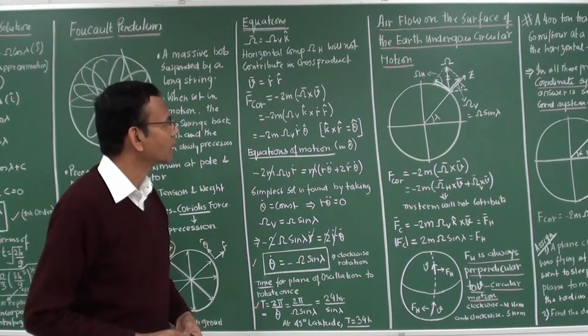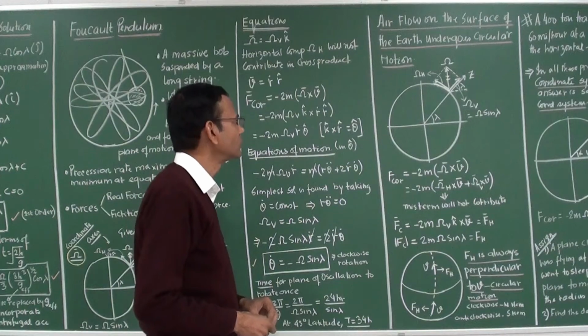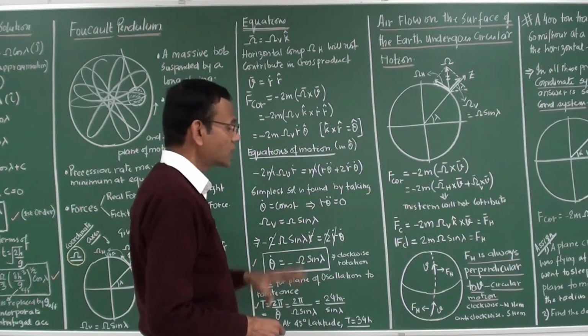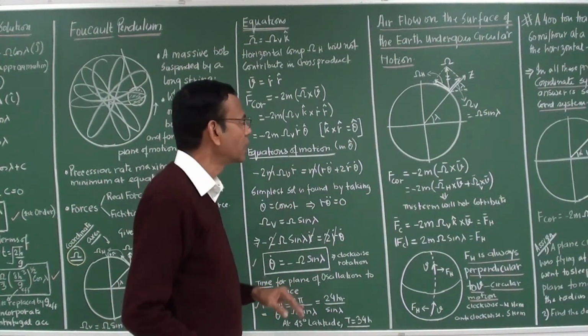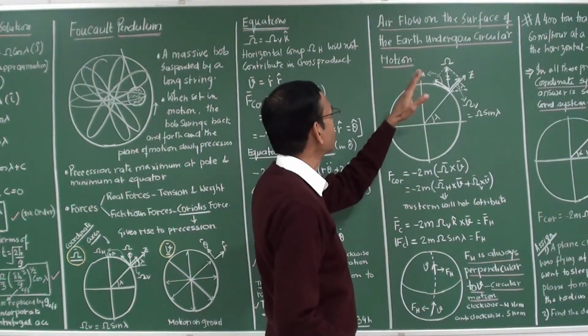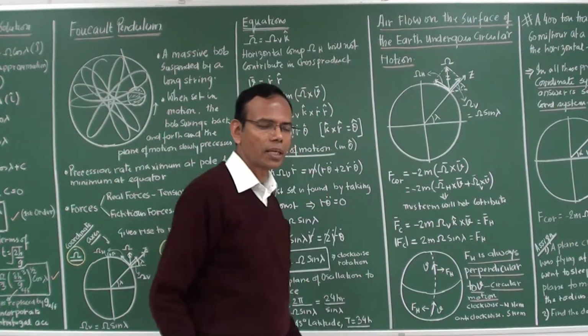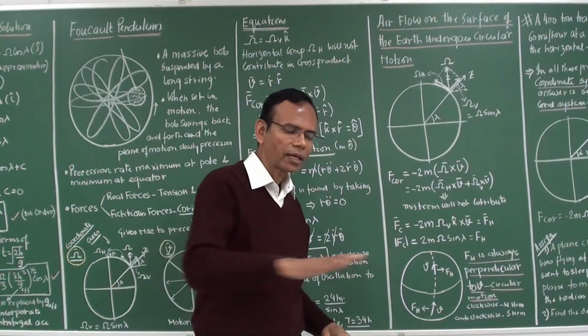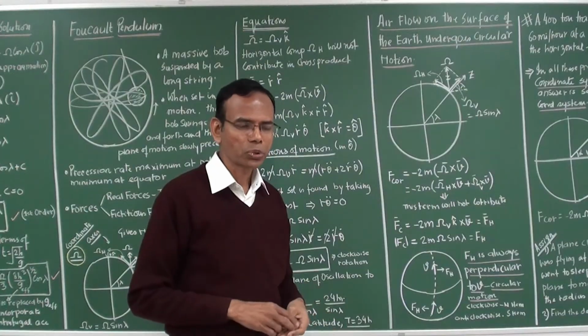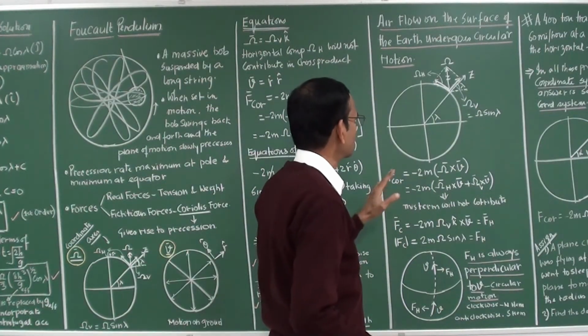Okay. Now the last example. So this is a horizontal motion actually. Again the similar kind of problem. The air flow on the surface of the earth undergoes circular motion. On the surface of the earth, if there is an air flow, what will be its motion? How will the effect be? It undergoes circular motion. Let us see.